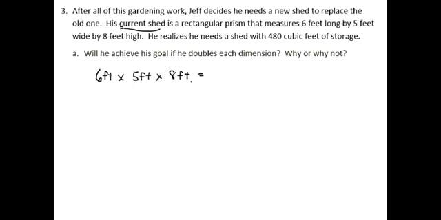Let's determine the volume of the current shed. So if I multiply 6 times 5, that's 30. 30 times 8 is 240. So the current shed has 240 cubic feet of space. And again, the question is, if he doubles each of these dimensions, will he get a shed with 480 cubic feet of storage? Well, let's see what happens when we double the dimensions.